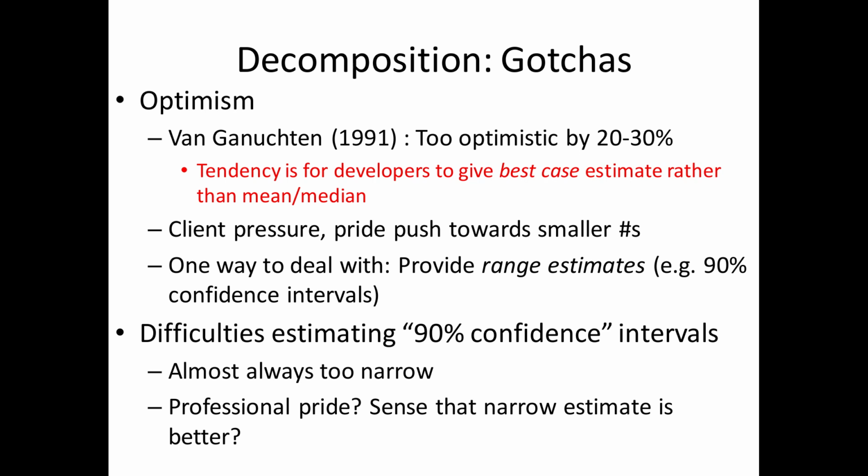No, you want to impress them, right? You want to say, look, I'm pretty good, and you think, are they going to judge me by my number? It's an easy trap to fall into. So we tend to give things close to our best case. We think about the easy case, we think about the typical case, and we're not thinking hard. Client pressure, pride, boss pressure pushes towards smaller numbers.